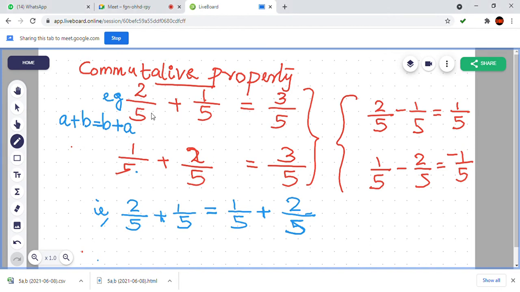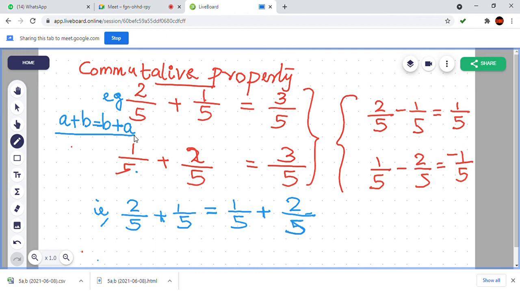Yes, ma'am. 2 by 5 plus 1 by 5, that is 3 by 5. Then if we add the numbers in a different order, 1 by 5 plus 2 by 5, that is also 3 by 5. So we can say 2 by 5 plus 1 by 5 is the same as 1 by 5 plus 2 by 5. That means a plus b is equal to b plus a.